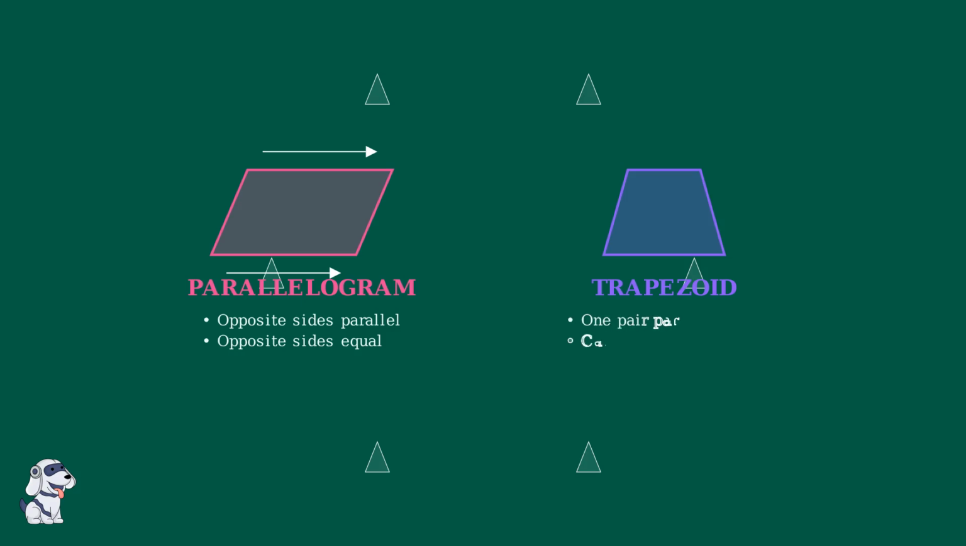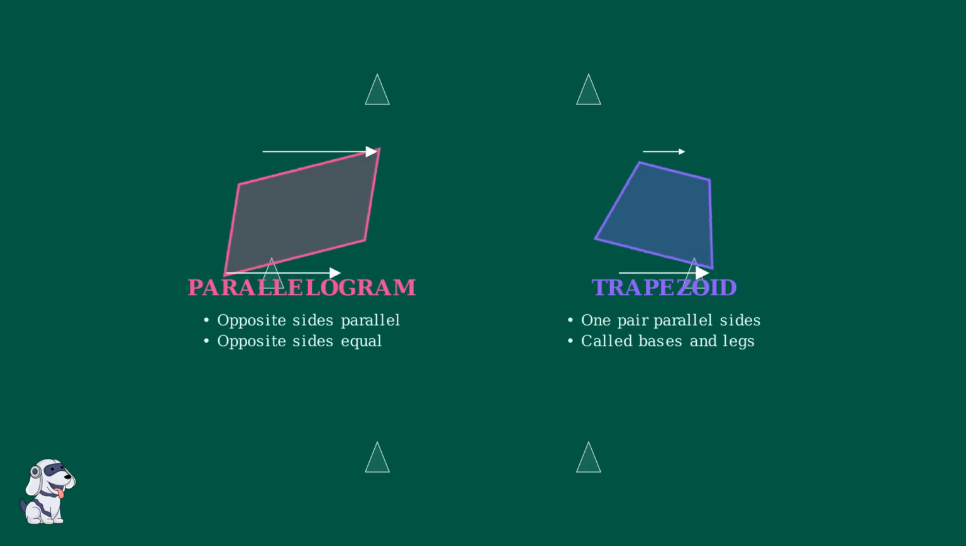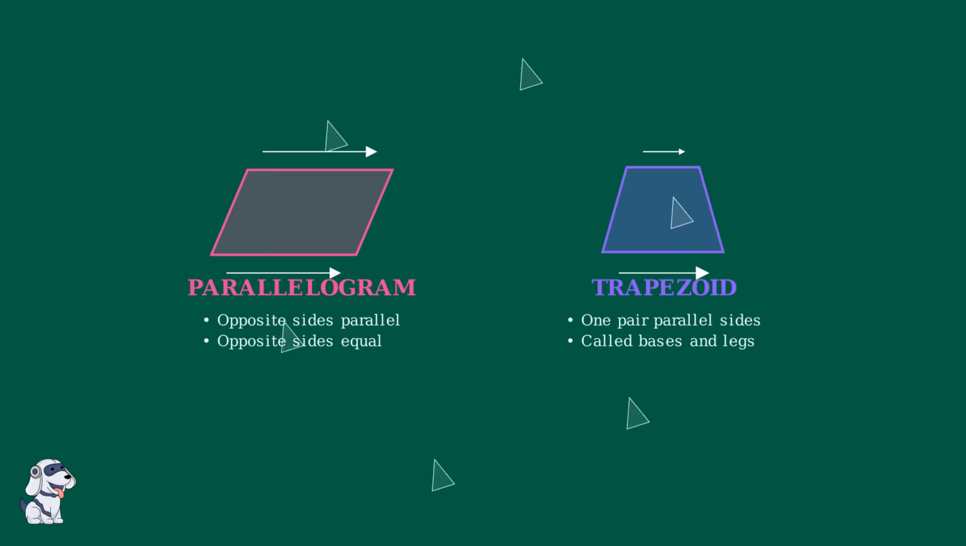Finally, a trapezoid has exactly 1 pair of parallel sides. The parallel sides are called bases, while the non-parallel sides are called legs. Trapezoids are commonly seen in architecture and engineering. These two-dimensional shapes form the foundation of geometry. Understanding their properties helps us recognize patterns in the world around us and solve mathematical problems involving area, perimeter, and spatial relationships. A circle is one of the most important shapes in geometry.